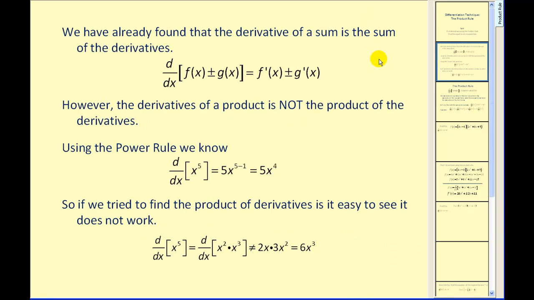We've already found that the derivative of a sum is the sum of the derivatives, as stated here. However, the derivative of a product is not the product of the derivatives. Let's take a look at why it's not the product of the derivatives.